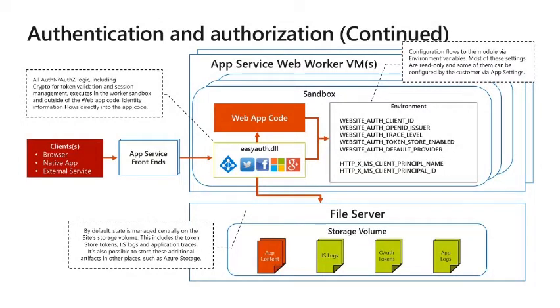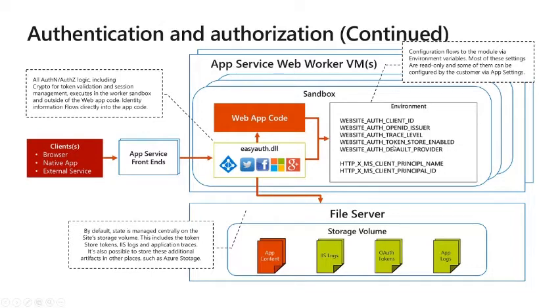To explain this, the authentication and authorization module runs in the same sandbox as your application code. When it's enabled, every incoming HTTP request passes through it before being handled by your application code. So this module handles several things for your app: authenticates users with specified providers, validates, stores and refreshes tokens, manages the authenticated sessions, and injects identity information into request headers.